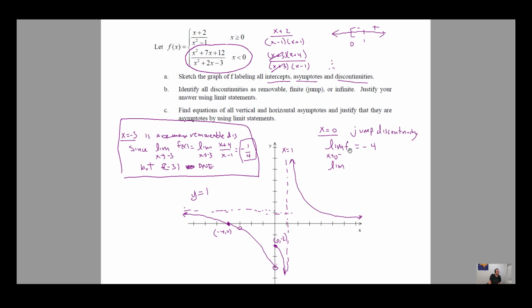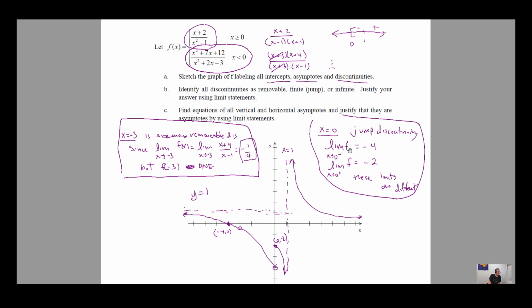And as I approach from the right, limit as x approaches 0 from the right means I'm coming in along the top branch, which is a 2 over a negative 1, which is a negative 2. And those limits are different. So this violates continuity because I don't have a limit.